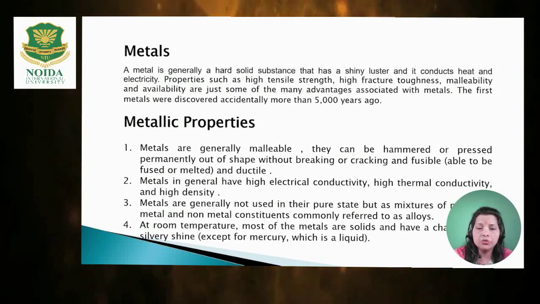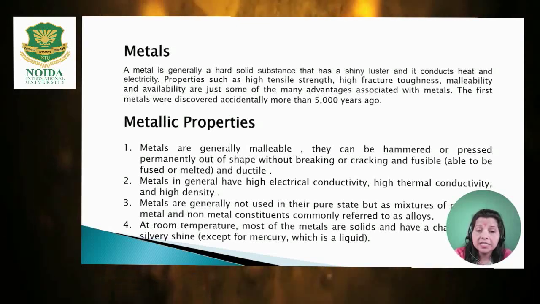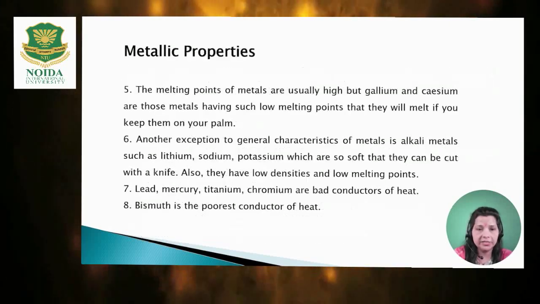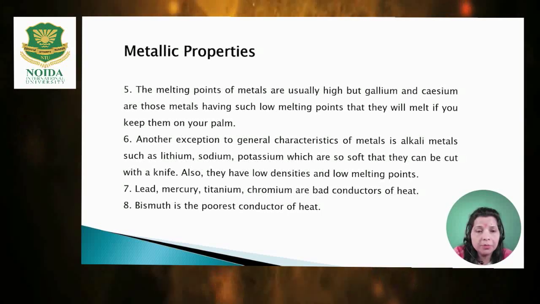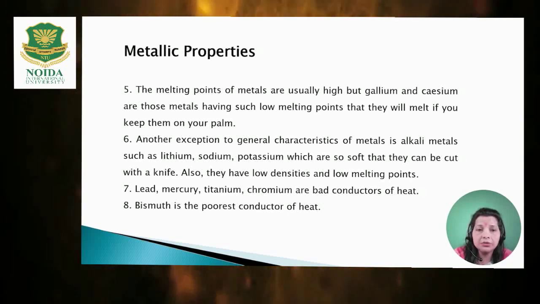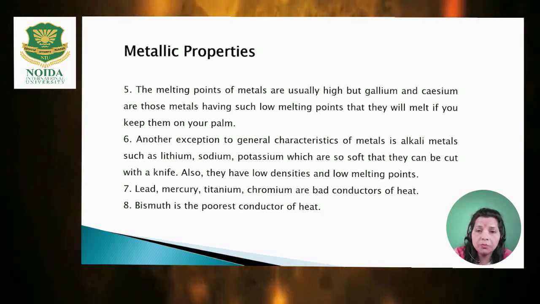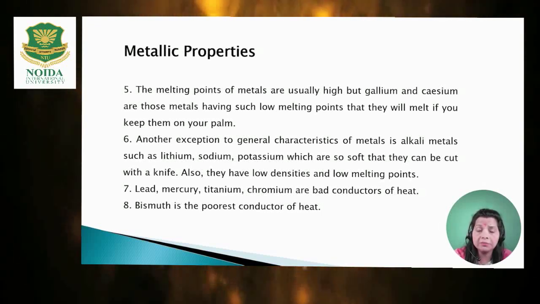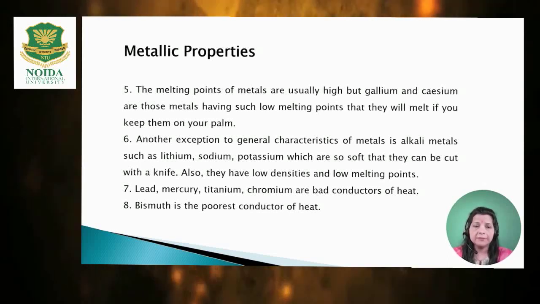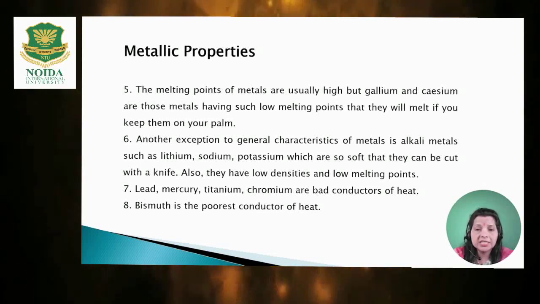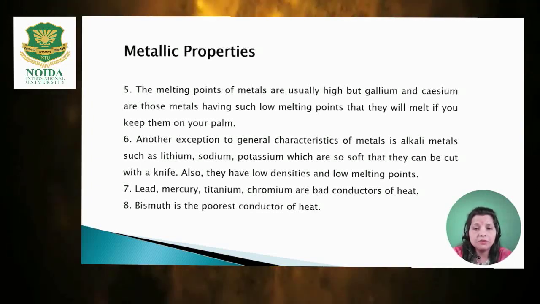At room temperature, most metals are solid and have a characteristic silvery shine, except for mercury, which is a liquid at room temperature. Further, the melting points of metals are usually high, but gallium and cesium have such low melting points that they can melt if you keep them on your palm itself. Another exception to the general characteristics of metals is the alkali metals such as lithium, sodium and potassium, which are so soft that they can be cut with a knife.